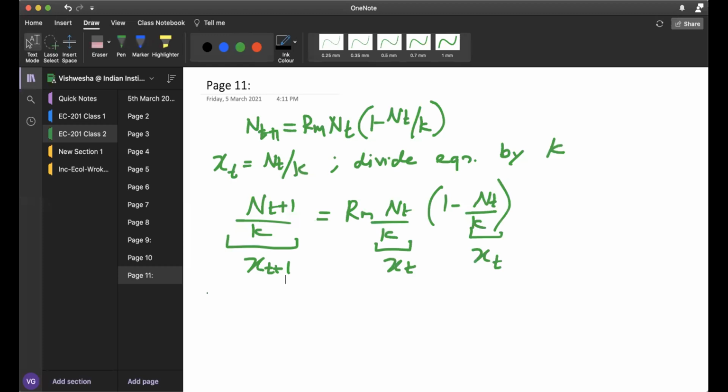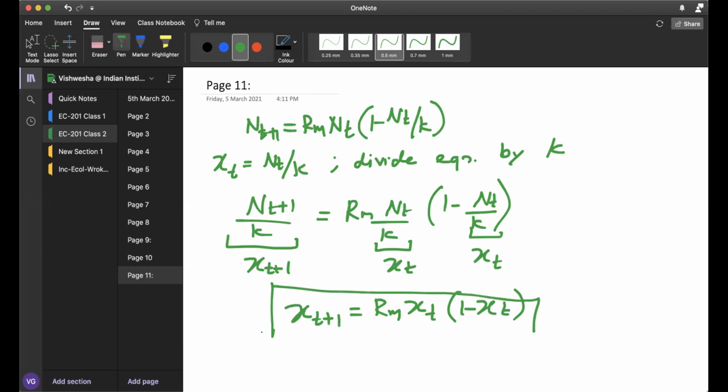Basically, x_t is n_t divided by a constant. In some sense, it has normalized x of t to 1 minus x of t. So we now have a simplified equation with only one parameter value, Rm. Okay, so we had 2 in the previous equation. We now have a single parameter in the equation. This kind of process is called rescaling.